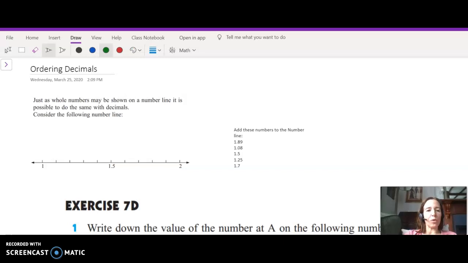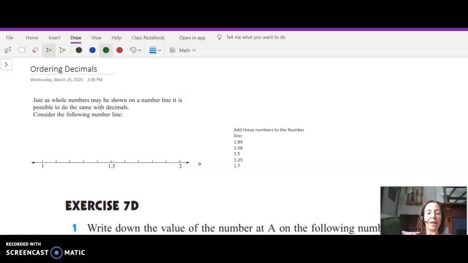Okay, first of all, just as whole numbers may be shown on a number line, it is possible to do the same with decimals. Consider the following number line. First of all, I'd like you to just think about the spaces that we have between here. If that's 1.5, what are we going up in each time? Have a little think about that.